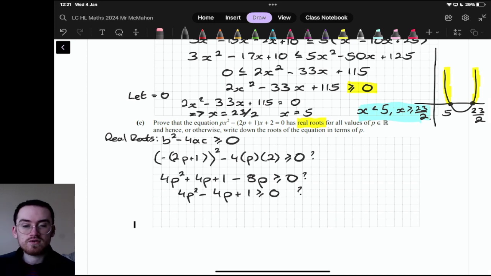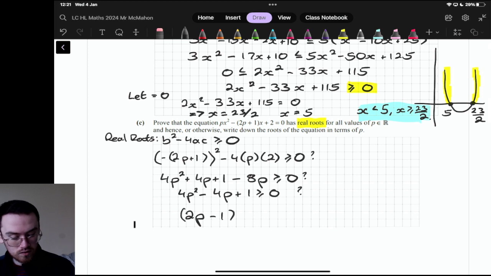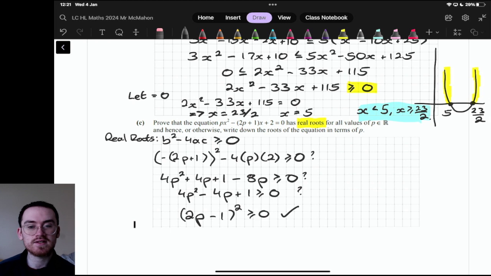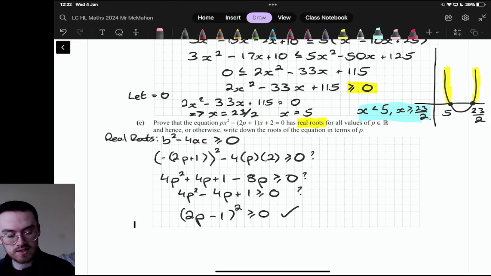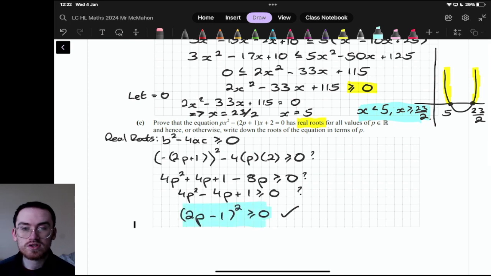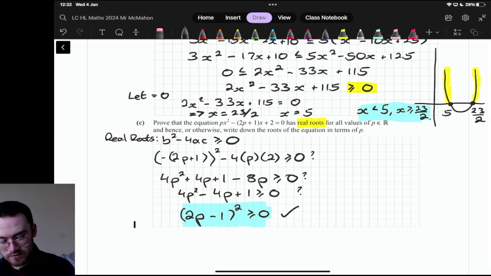4p squared minus 4p plus 1 is an example of a perfect square, and we can rewrite it as 2p minus 1 all squared. And that is greater than or equal to 0, because anything squared is greater than or equal to 0. So we've proven that it has real roots for all values of p.